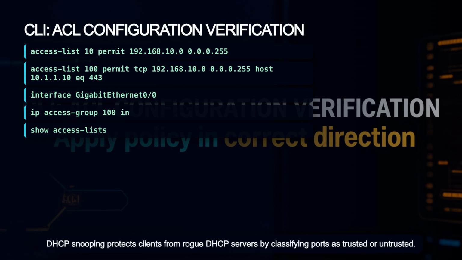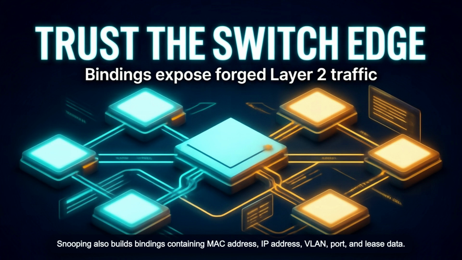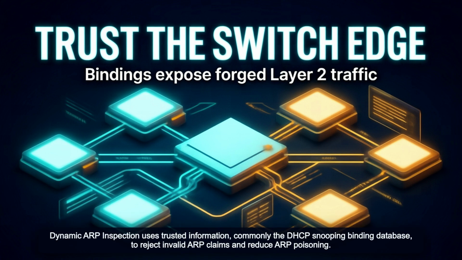DHCP snooping protects clients from rogue DHCP servers by classifying ports as trusted or untrusted. The legitimate server or uplink path should be trusted, while client access ports remain untrusted. Snooping also builds bindings containing MAC address, IP address, VLAN, port, and lease data.